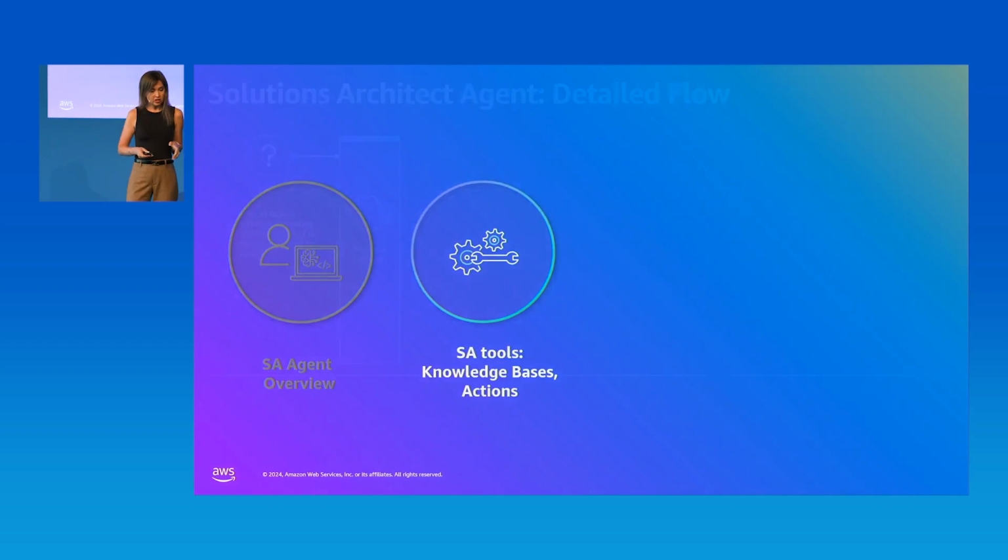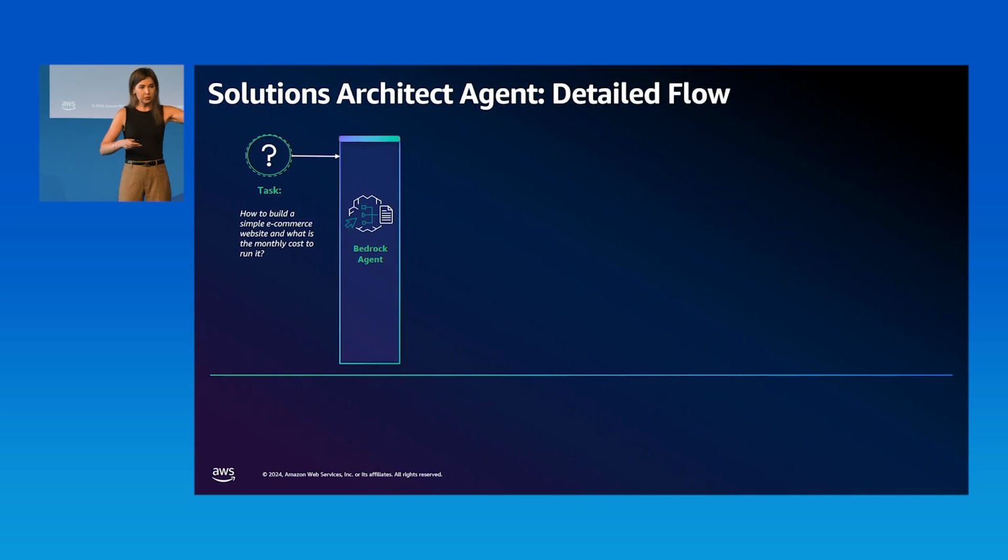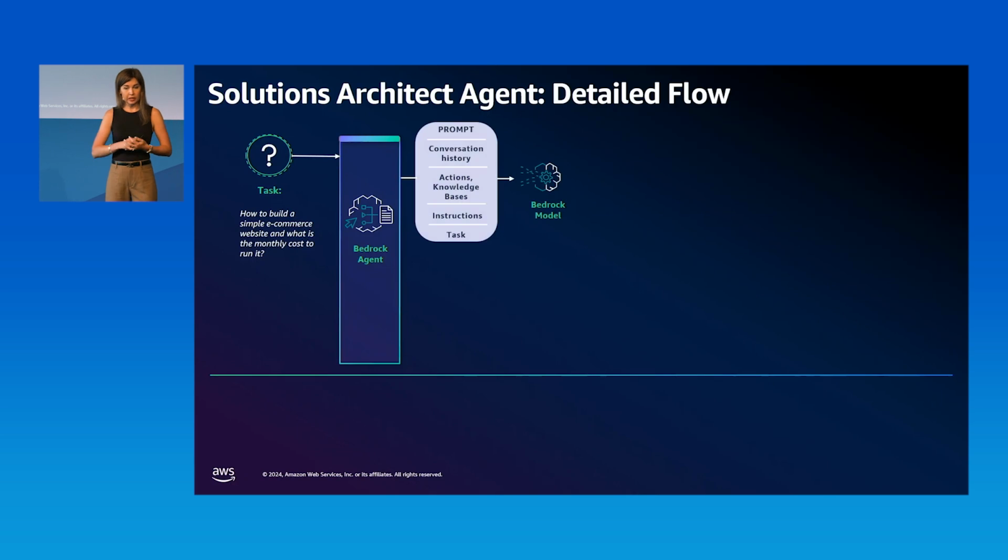And let's talk about how an agent actually works. A lot of the things when we start showing building are abstracted away, so it's kind of like a black box. So what actually happens behind the scenes? Let's say we have a task and we are wondering how it is to build an e-commerce website and what's the monthly cost to run it on AWS. So we prepare this task, we ask the agent for a task. Then the agent puts together a prompt, and the prompt will include the task. It will include any conversation history that you had earlier, and it will also include all the descriptions of the tools that the agent has.